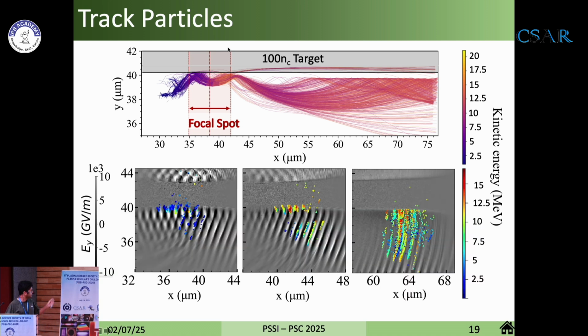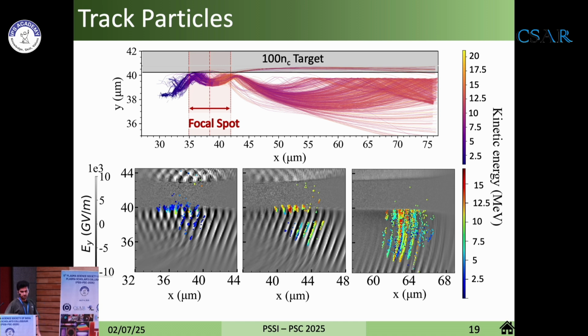Next, if I take the instantaneous position of the same particles, you can see the scale on the x-axis is around 32 to 44, which is slightly away from the focal spot. The middle part is within the focal spot, and then the last part is away from the focal spot after the laser has gone. So the particles have gained the energy in between, at that focal spot.